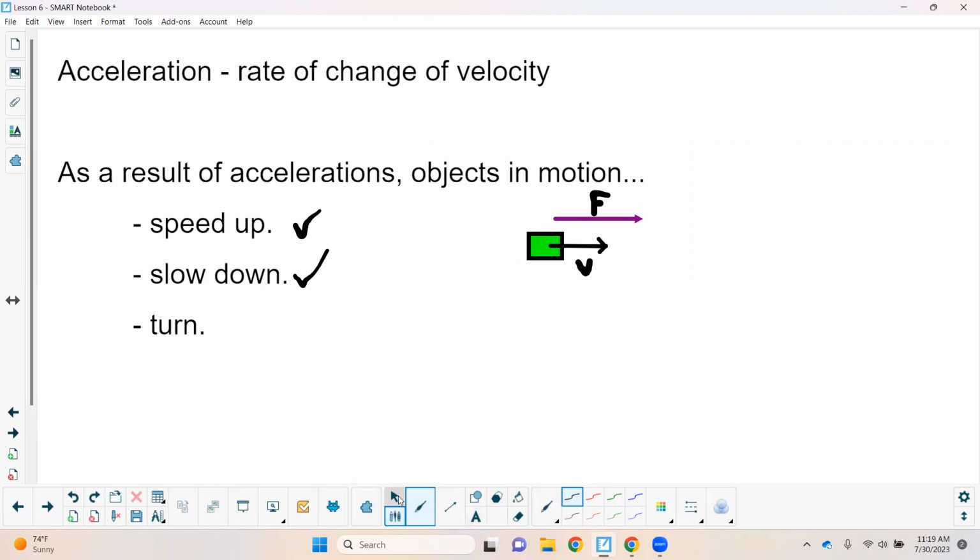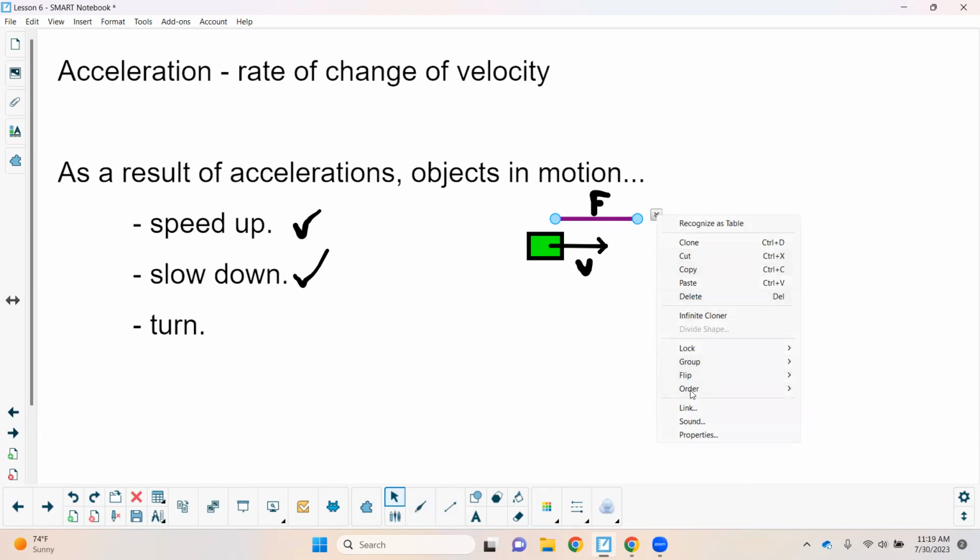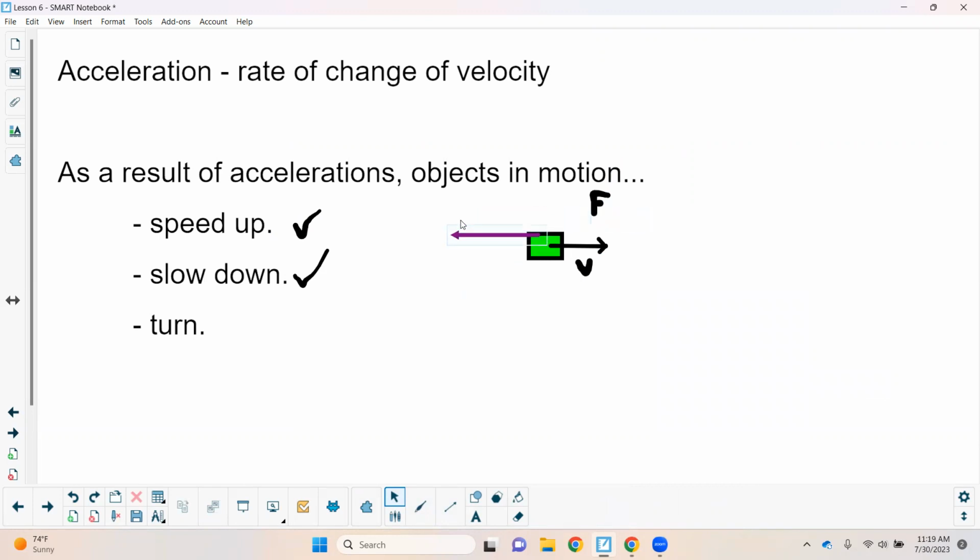If I wanted it to slow down, we've talked about what I would do here. I would just flip this arrow over and make it go the other way. So if I somehow applied a force going the opposite direction to the way that it's moving, then the object would slow down. So those are two types of motions that we've studied in kind of straight line motion.